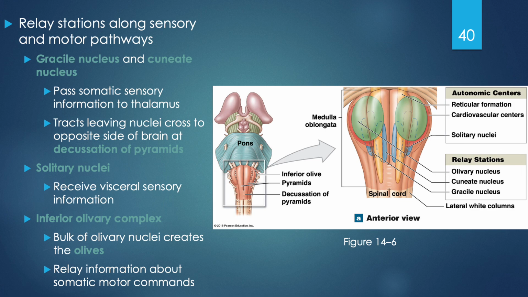There are solitary nuclei, and these are just going to receive visceral sensory information. And the inferior olivary complex is going to have the bulk of that complex creating the olives. And these are going to relay information about somatic motor commands.